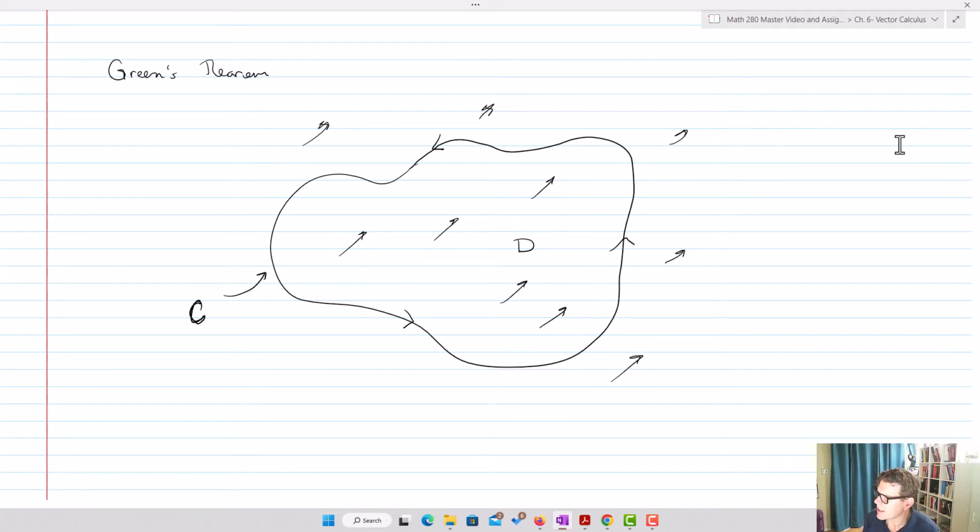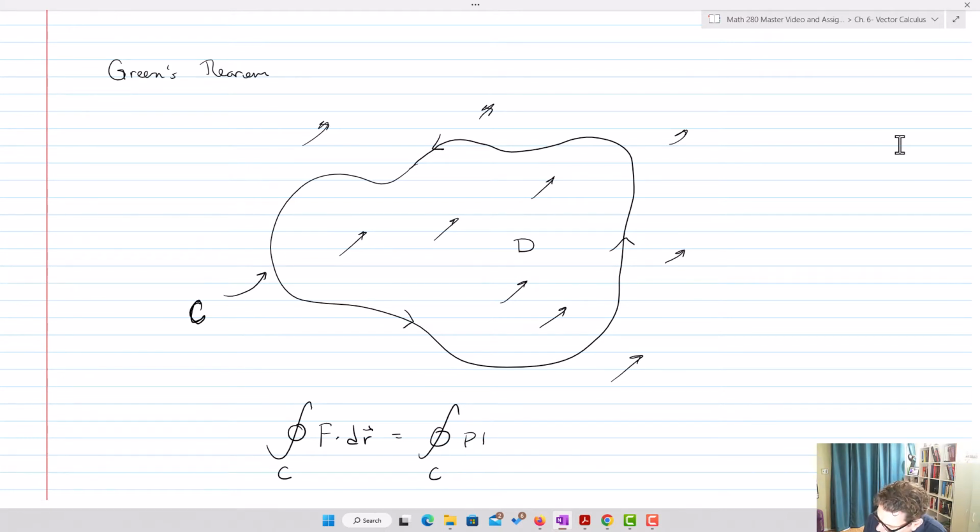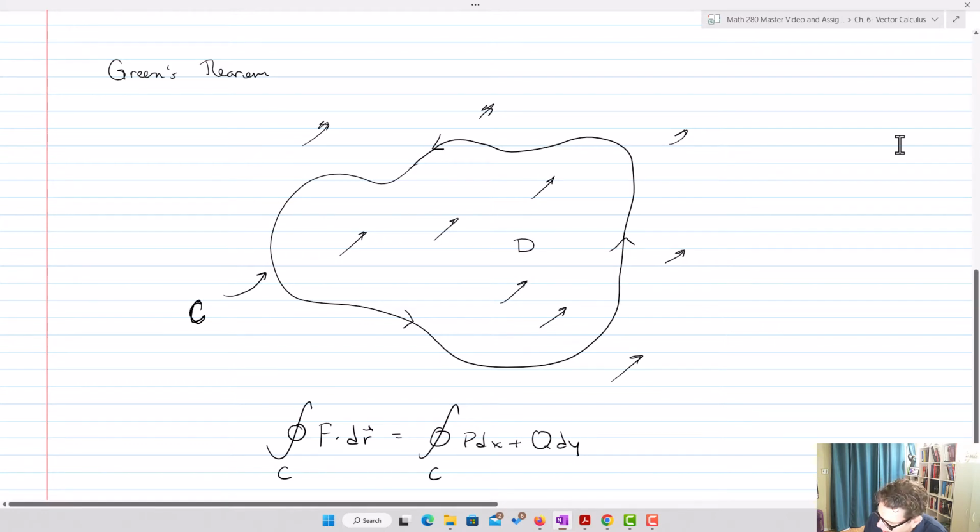And what Green's theorem is going to say is that as long as I have an open, simply connected region and a boundary curve C that's, again, piecewise smooth, simple, that sort of thing, then I'm going to end up with the line integral over C of F dot dr, so basically the calculation of the work, is going to equal the integral over C of P dx plus Q dy. All right, that's our standard form there. And that's going to equal the double integral over D of Q_x minus P_y.